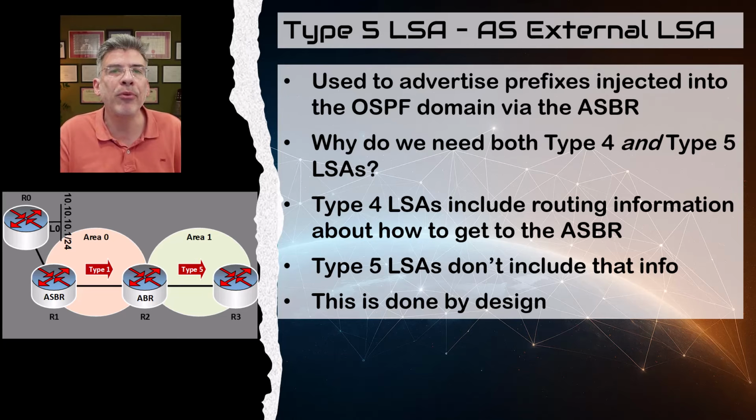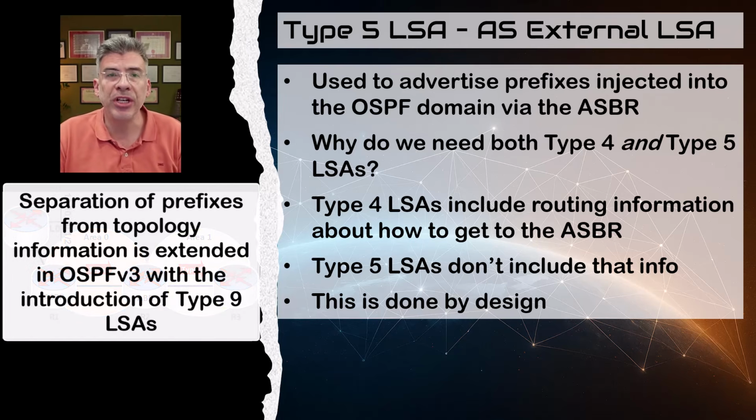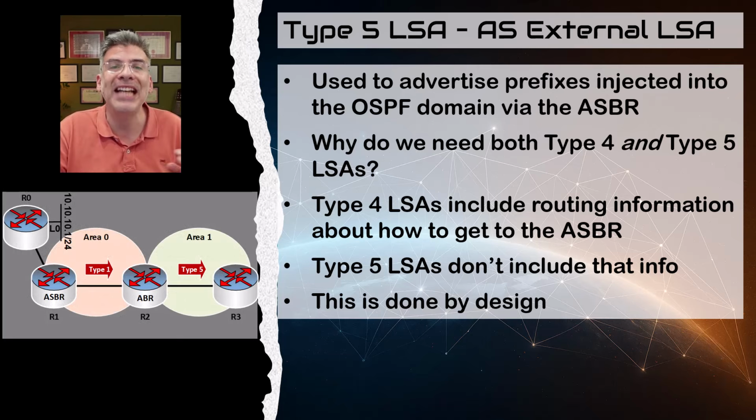OSPF deliberately separates Type 4 and Type 5 LSAs in this manner because it is cleaner and more flexible in implementation, and it's easier to maintain information and extend the protocol. This idea is further implemented in OSPF version 3, where more such separation takes place between the actual prefixes and how to get to them. I'll mention here, kind of like a sneak peek, that OSPF version 3 introduces LSA Type 9, which is specifically designed to carry the prefixes themselves, separate from topology information found in other LSAs. We'll learn more about that in a future video.